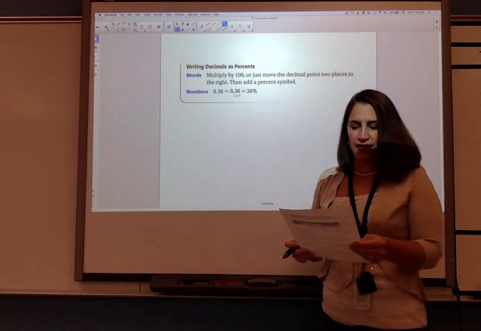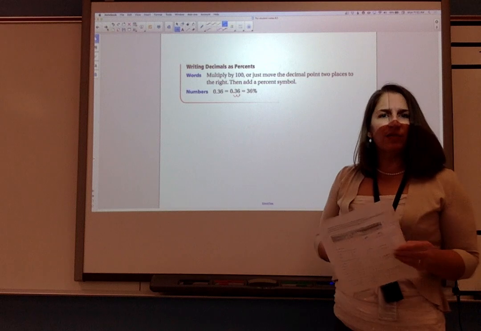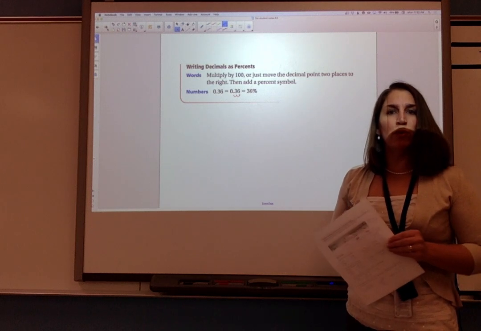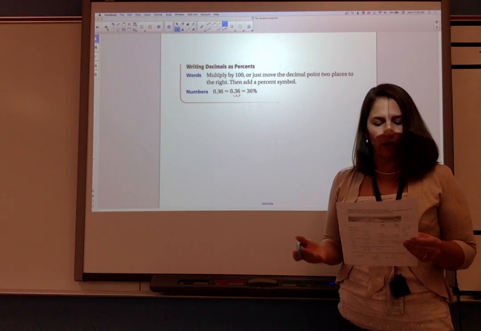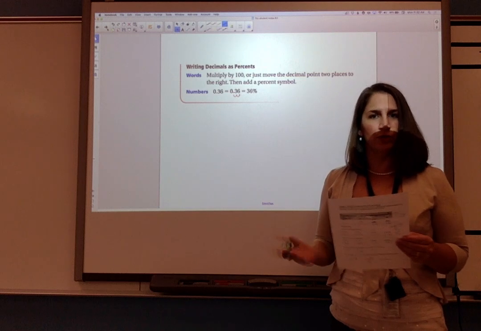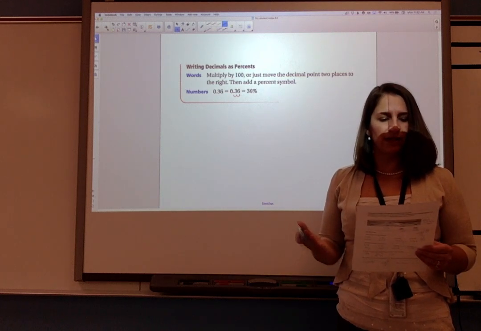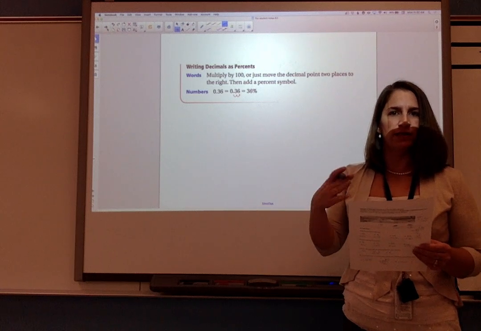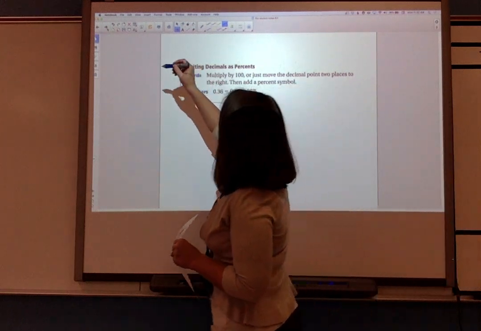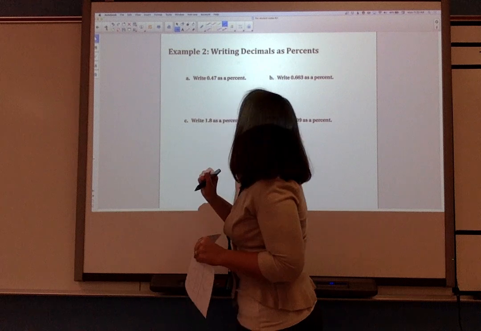Let's look at another key idea. To write a decimal as a percent, you're going to multiply by 100 or just move the decimal point over 2 places to the right and add a percent symbol. So we're doing just the opposite of what we did from percents to decimals. So let's look at an example.